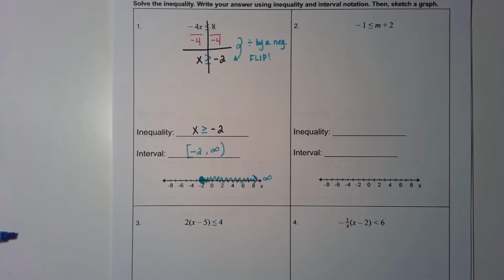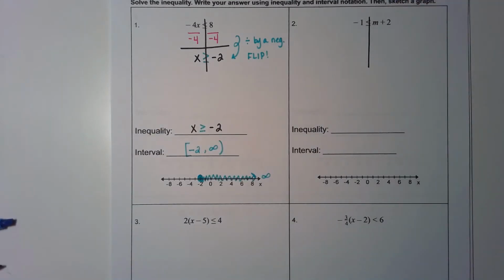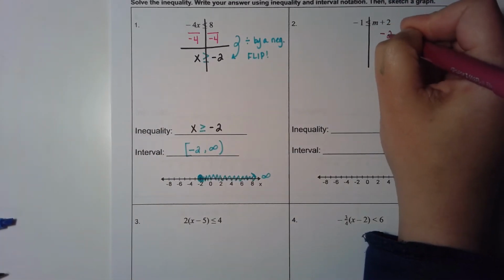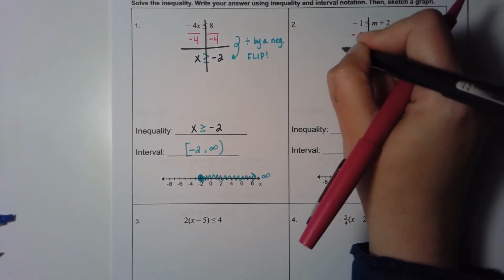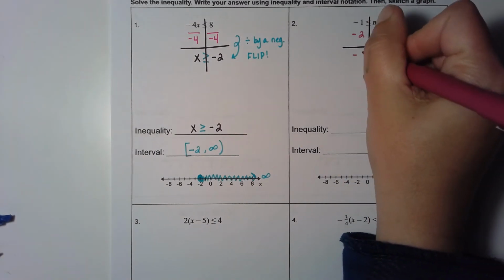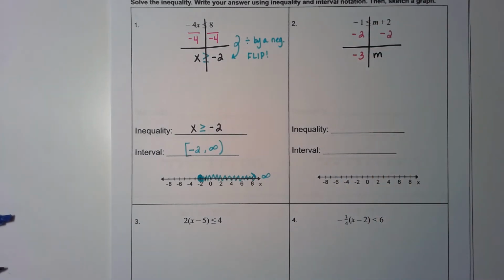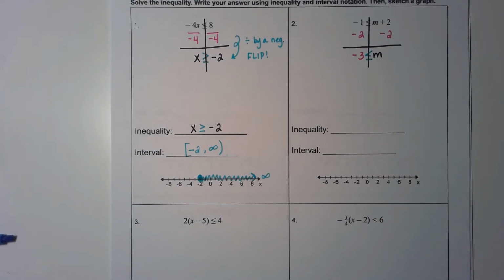For problem number 2, my goal again is to get the m in this case by itself. In order to do that, I'm going to subtract 2 on both sides of the line. And that means that I get m and I get -3. In this case, since we did not multiply or divide by a negative, there is no need to flip the symbol. So this would still just be a less than or equal to.